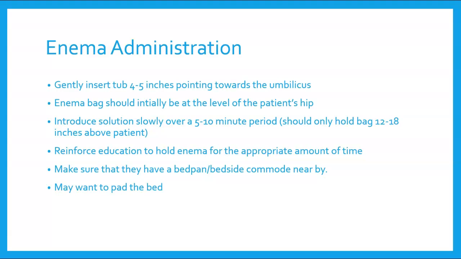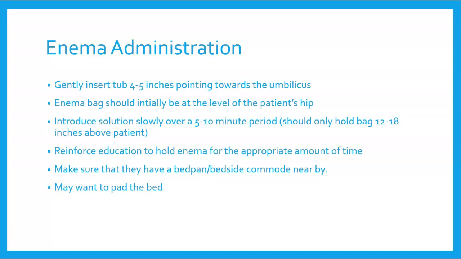So once you're prepped and ready to go, you're going to let the patient know that you're about to insert the tube. You're going to gently insert it about 4 to 5 inches, making sure that you're pointing the tube towards the umbilicus and not the bladder, okay? So slowly insert about 4 to 5 inches into the rectum. Initially, you should be holding the enema bag at the level of the patient's hip. The level that you're holding the bag at is going to dictate how fast the enema goes into the patient. So we want to be very careful with that.